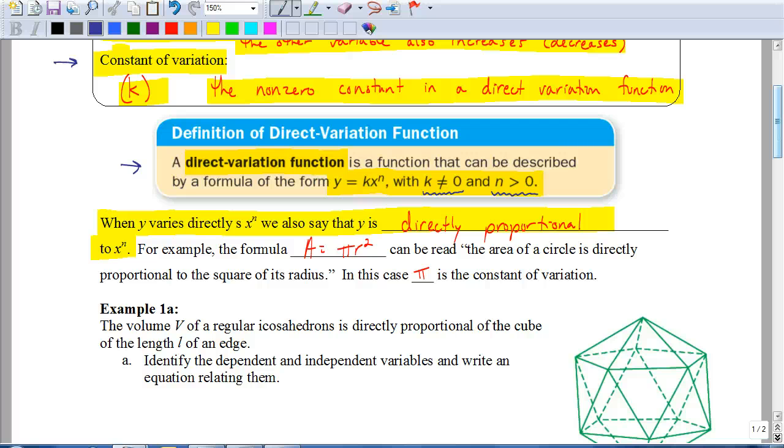The other thing too is this. If you didn't know this was an example of direct variation, you could figure it out, because if you think about it, as your radius increases, the area of the circle is also going to increase. So if you have a small radius, that's going to result in a small area. If you increase the radius, that's going to result in an increased area.